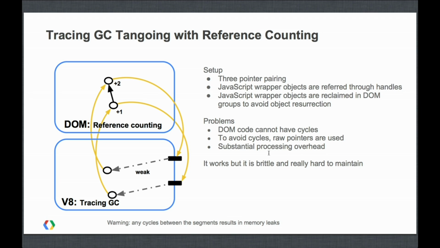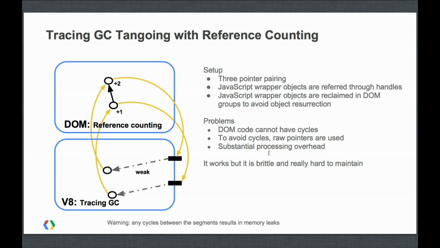So that was simple. But it gets even more complicated. When V8 is running out of memory and has to perform a garbage collection, it has to call the DOM and ask the DOM to group all objects that belong together, because that's needed in order to only collect, or you basically have to collect all grouped objects at the same time. That's needed to avoid resurrection of wrapper objects.